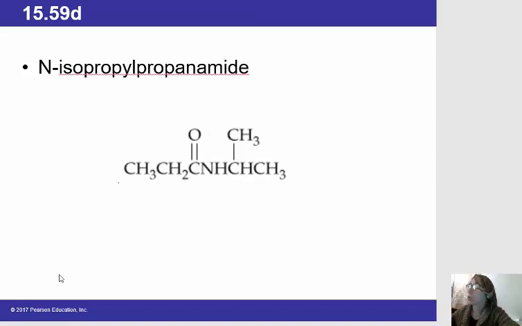Okay, now let's look at this structure, and again, easiest for me to start with the carboxylic acid. So this carbonyl carbon, 1, 2, 3, so that's going to be propanoic acid. And then on my nitrogen, I have one hydrogen and another carbon-containing group. So it's a secondary amide, so I'm going to have one nitrogen. Just have to figure out what this alkyl group is. Well, there are 3 carbons, and it's bonded to the nitrogen through the middle carbon, so that means it's isopropyl. So N-isopropyl propanamide. If you got it right, give yourself a pat on the back.